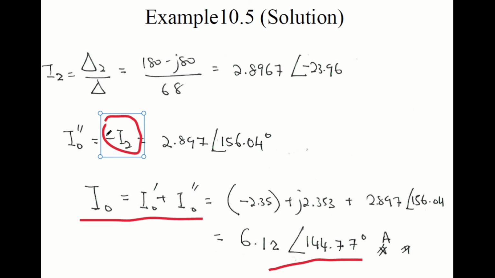If you look at this, I just want to highlight this. If you want to convert from negative to positive, basically you just change the phase only, where 180 minus 23.96, you get 156.04 degrees.